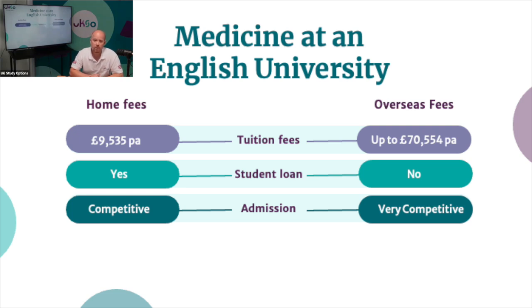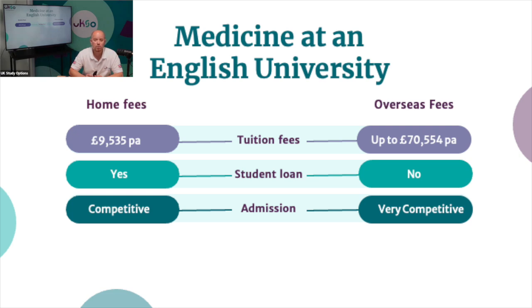So looking now at this first example, you can see there the tuition fees. On the left-hand side for home students, it's £9,535 per year. This is the capped rate, the cap set by the government. And so as a home fee paying student, you won't pay more than that capped amount. So it doesn't matter what course you're studying, whether it's law, arts, science, even medicine, you won't pay more than £9,535 per year. But you can see on the right-hand side, the tuition fees for overseas fee-paying students are much higher, up to £70,000 per year.